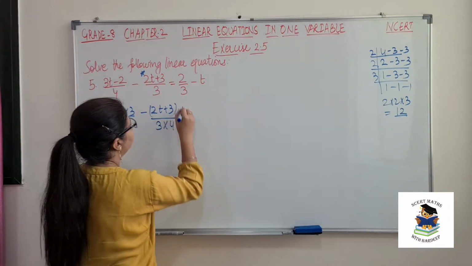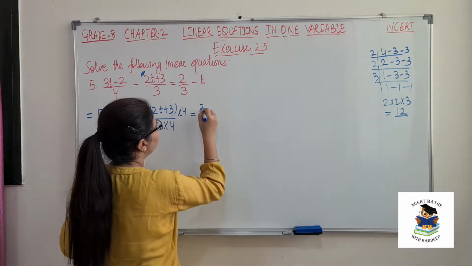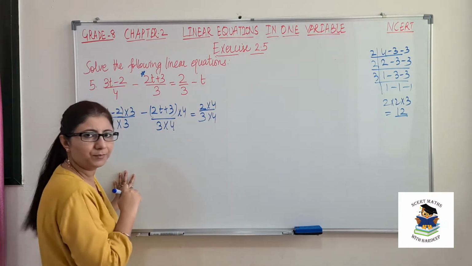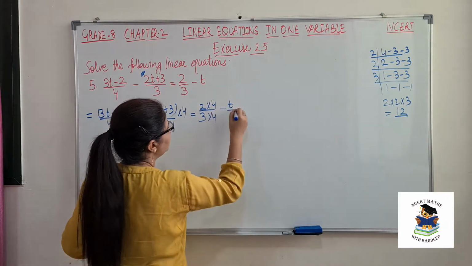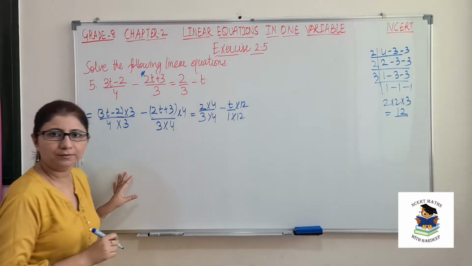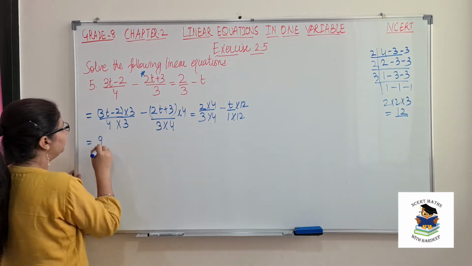So we will multiply these with 4. Next is 2 by 3. Since we have only one term, no need to put any bracket. Okay. So minus t over 1. So this should be multiplied with 12. Right. Now let's see. 3 into 3t will give me 9.